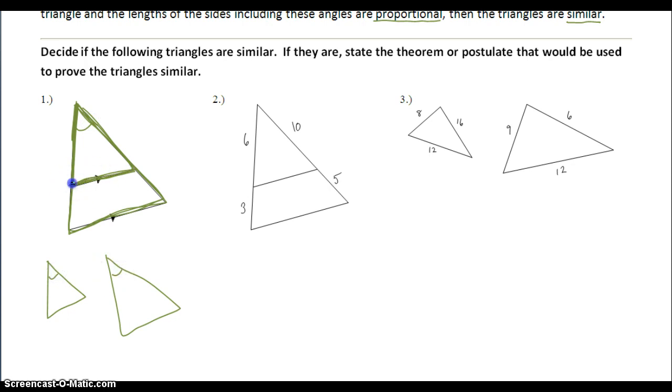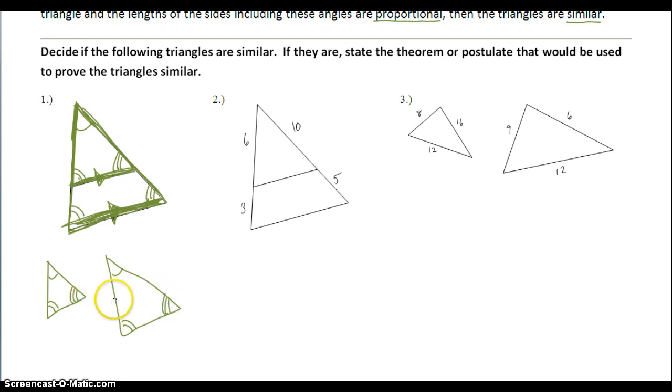So this angle will be congruent between those two triangles. We also know that this side is parallel to this side. Since these line segments are parallel, I'm going to get congruent angles. So this angle will be congruent to this angle because they're corresponding angles between parallel lines. And these angles will also be congruent because they're corresponding angles between parallel lines.